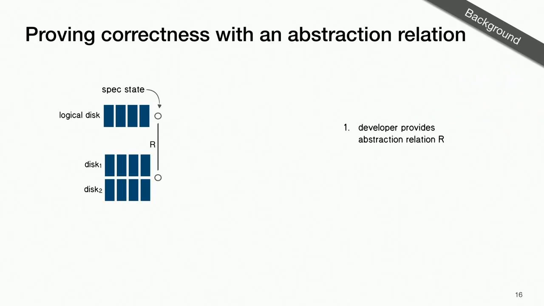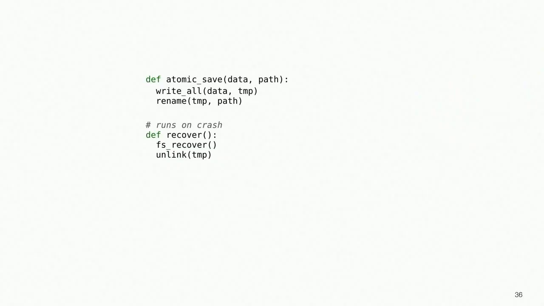Sorry, let me find this slide. So you would probably express this atomic copy example as a layer that has one operation, atomic save. Maybe you'd also re-export all the file system operations. And then your recovery procedure would not be able to mention FS recover. It would be added in the process of combining with the file system. Cool.